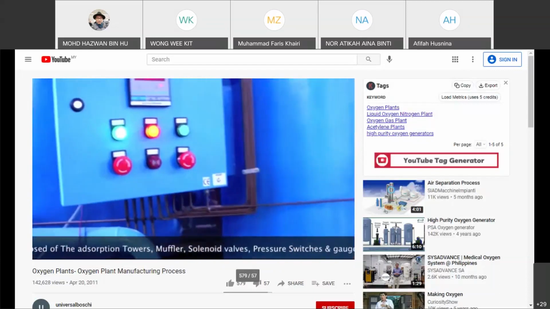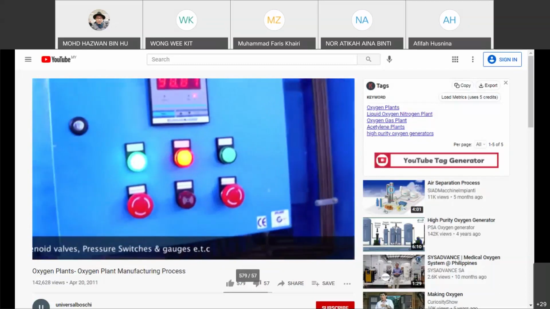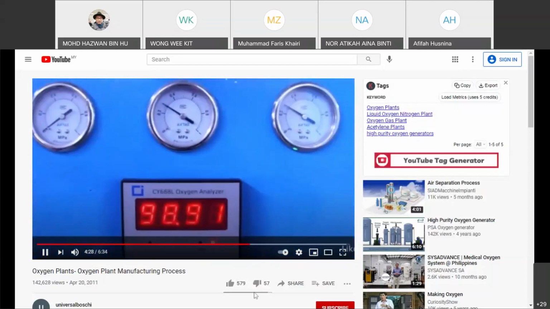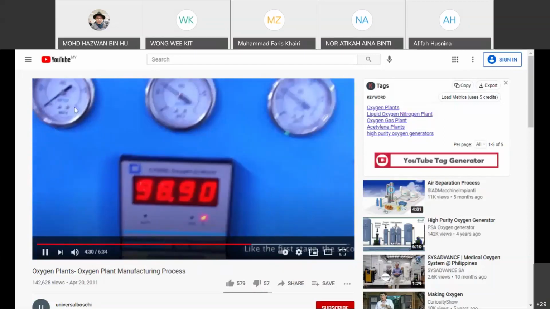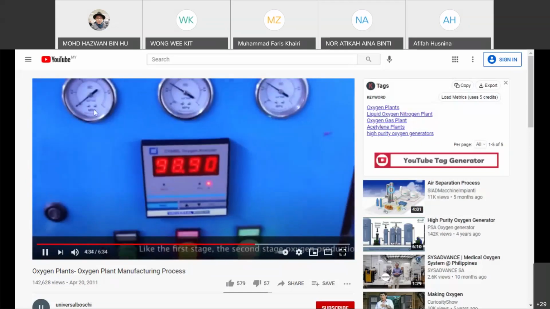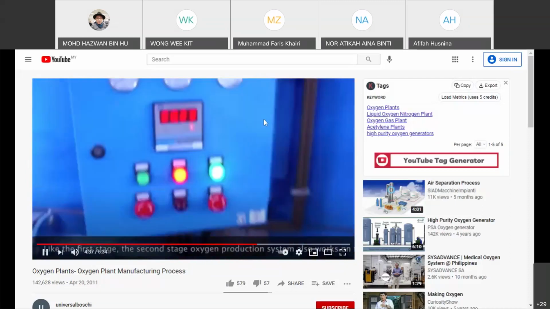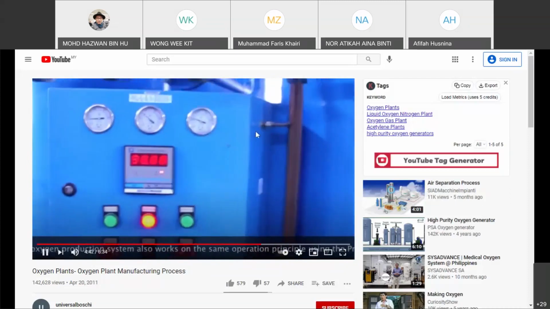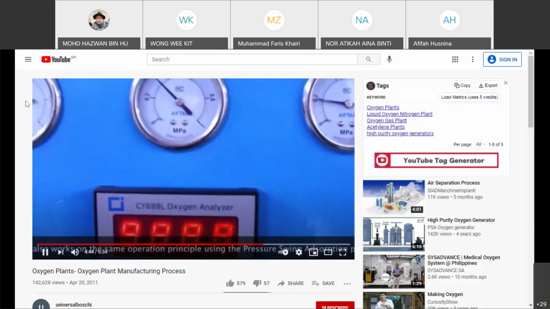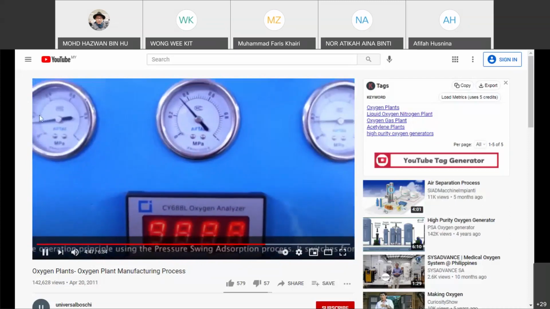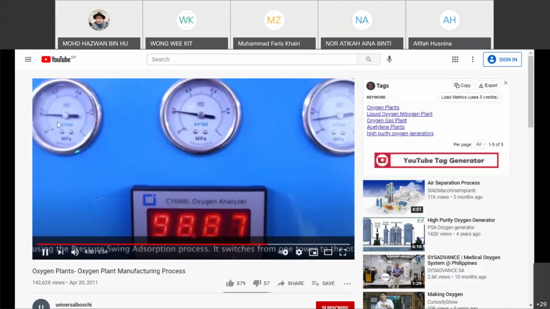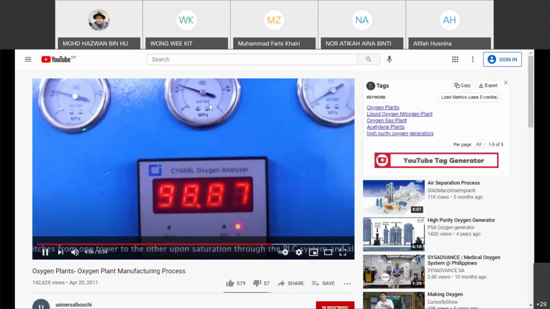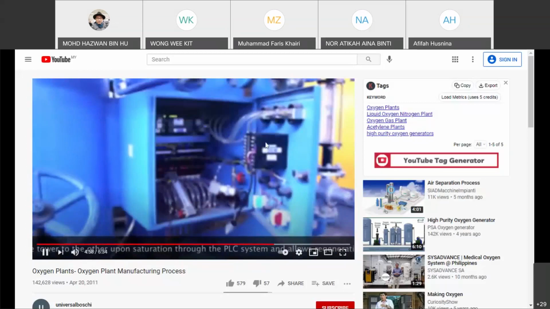Okay, so it has an absorption tower, muffler, solenoid valve, pressure switch, gauge, and so on. All the controls. Same thing, you have an inlet pressure, still zero because it has not been charged yet. This is the current pressure inside the column and outside the column. Now they pump in the gas. You will see that the pressure is slightly increased, right? Now the absorption process starts to occur.